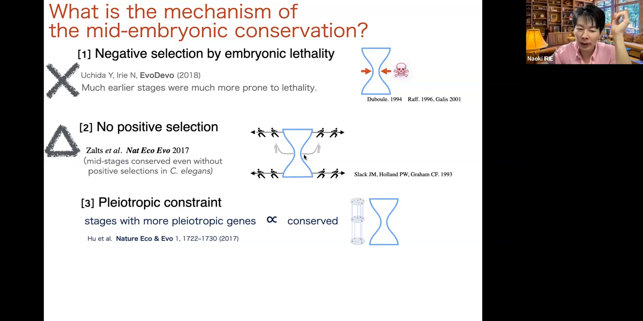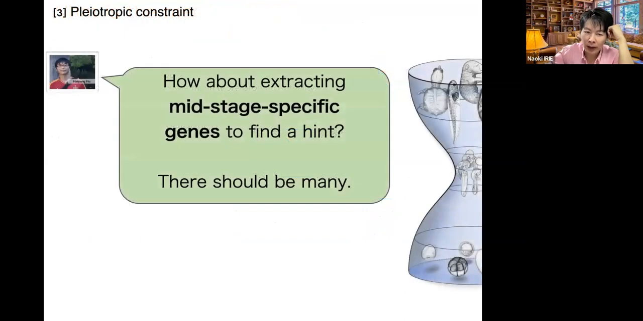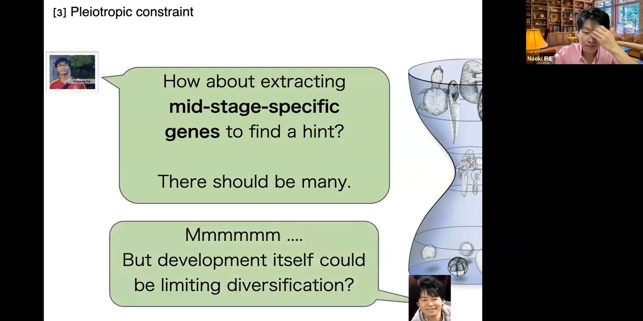Then what would be the potential mechanism? Then we came to pleiotropic constraint. This first began with one message from my collaborator. He said, how about extracting gene sets that are specifically expressed or downregulated during the mid-embryonic stage? And I was like, I don't know. Can we really explain something about hundreds of millions of evolutionary years from gene sets? I don't know, but let's try.